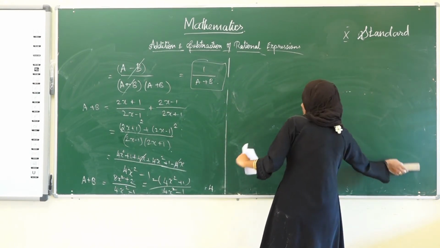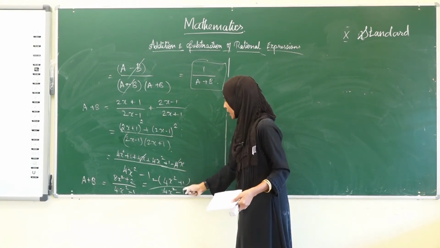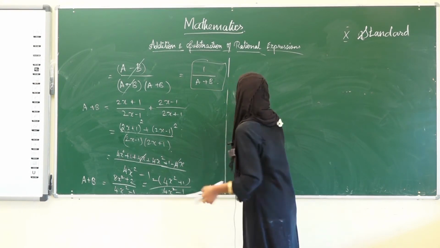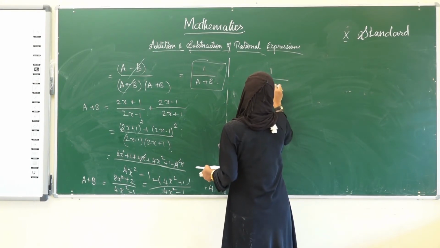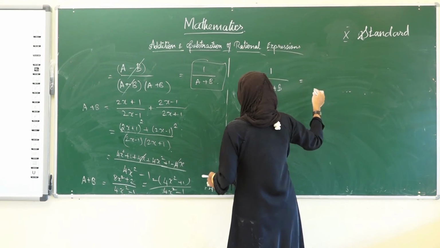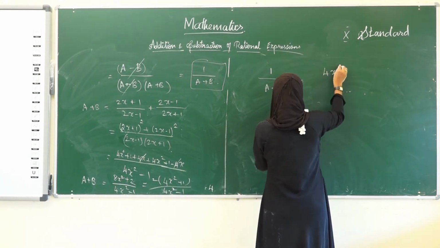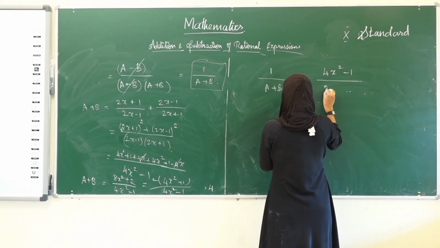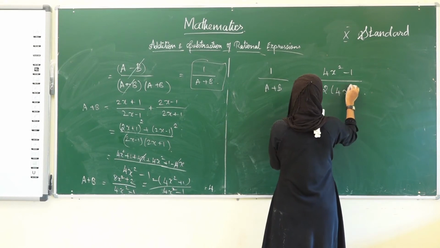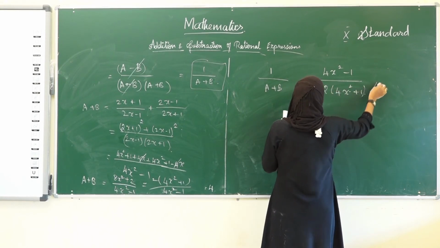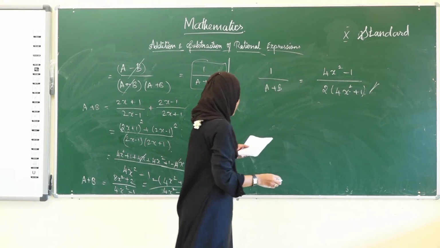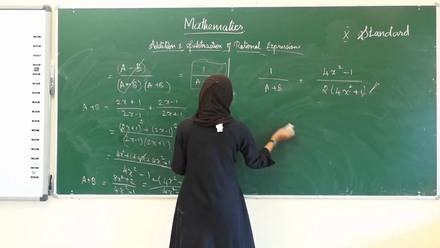Since a plus b is equal to 2 into (4x square plus 1) divided by (4x square minus 1), 1 divided by a plus b, that is its reciprocal, will be equal to (4x square minus 1) divided by 2 into (4x square plus 1). This is the required answer. Okay, now let us move on to the 6th sum.